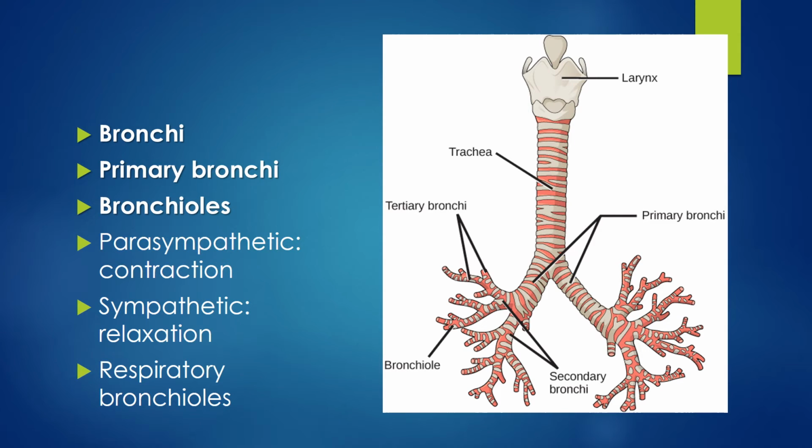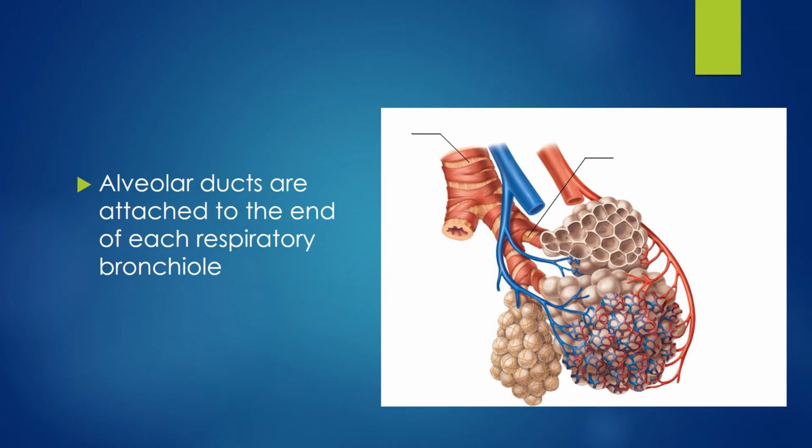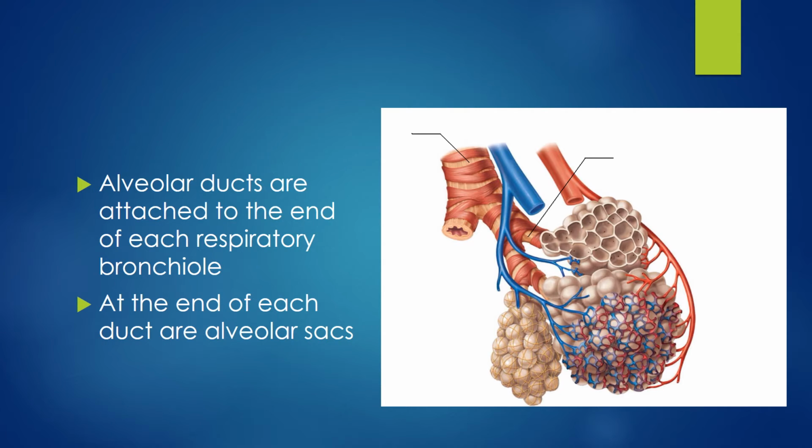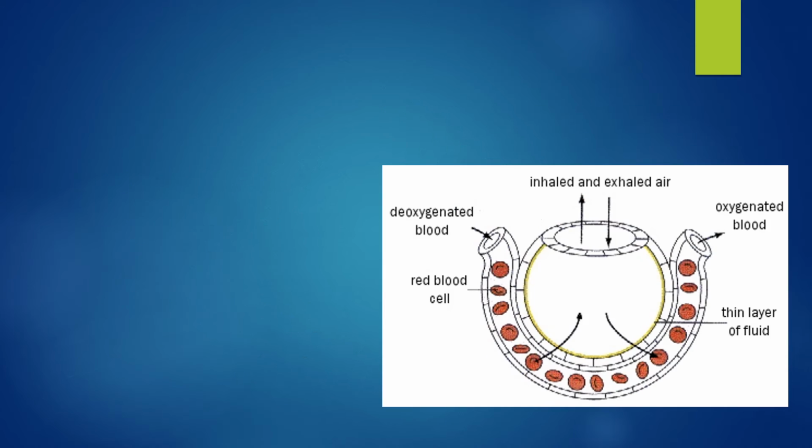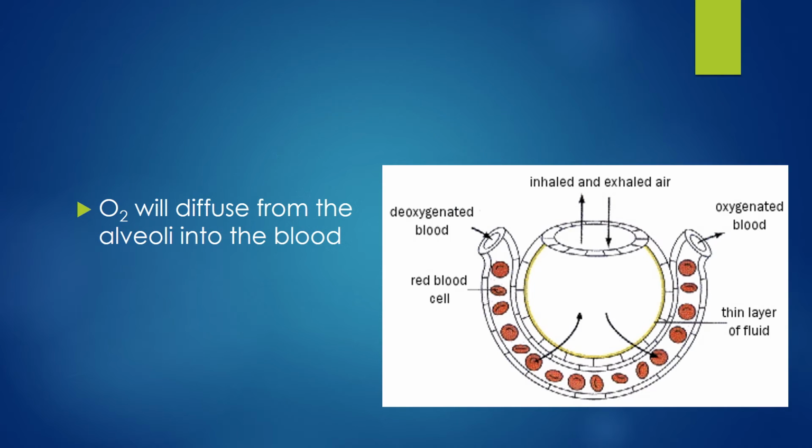The final bronchioles are the respiratory bronchioles. Alveolar ducts are attached to the end of each respiratory bronchiole. At the end of each duct are alveolar sacs, each containing 20 to 30 alveoli. Gas exchange occurs only in the alveoli.